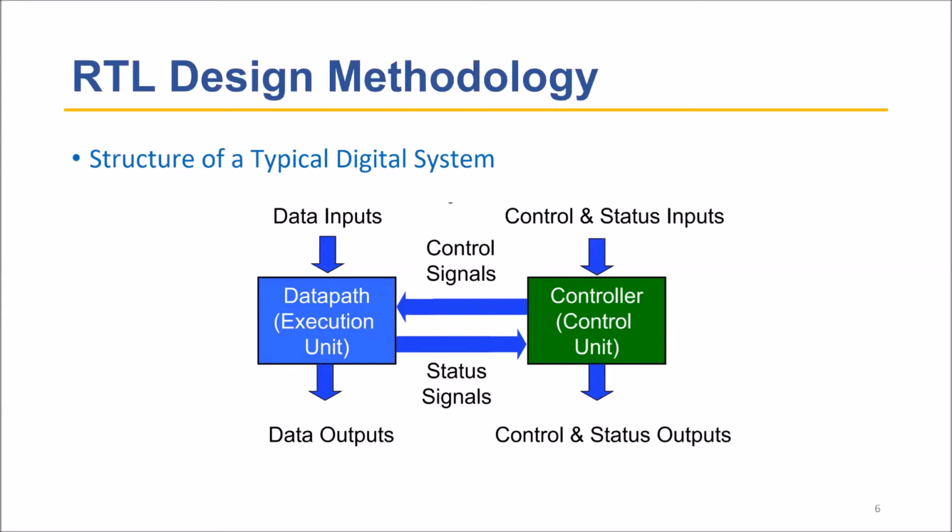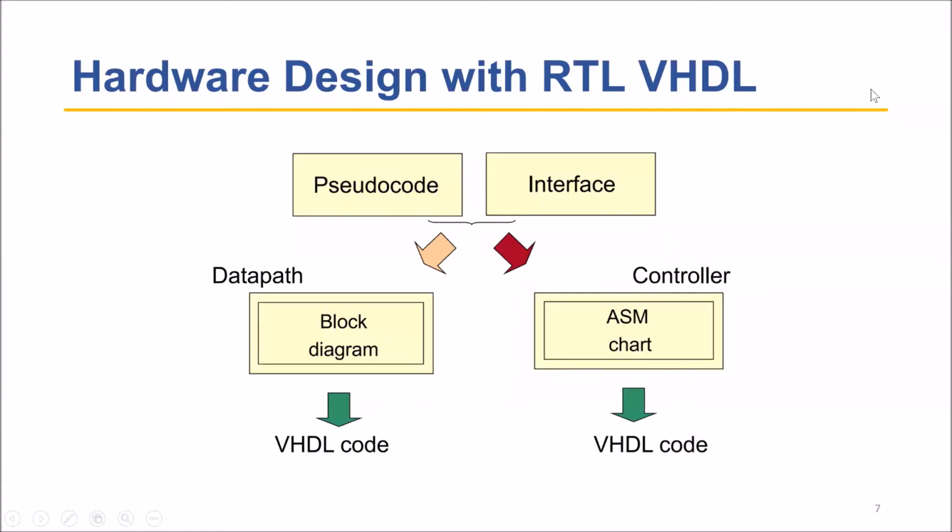From this structure, we can infer how to develop the RTL. A hardware design is given by its interface and its functionality. The interface can be given as a table of inputs and outputs and their corresponding width. The functionality of system can be given as pseudocode. When we have this information, we can infer the data path and controller.